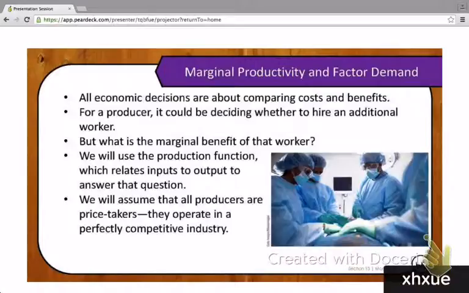Well, we're going to go back to what we learned in Module 54 and use the production function, which relates inputs to output, to answer that question. And for the time being, we're going to assume that all producers are price takers that operate in a perfectly competitive industry.